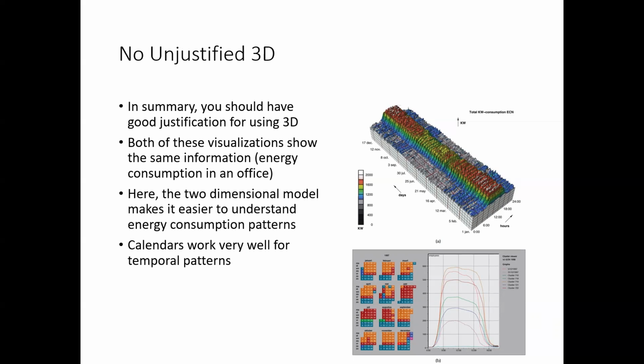But here you can see different patterns. Like you can see that there's a large amount of energy consumption that takes place in June, July, and August, and that's probably because the air conditioning's on. You can see that the weekends, Saturday and Sunday, are blue and don't require very much energy. It's harder to see that in the three-dimensional figure there.